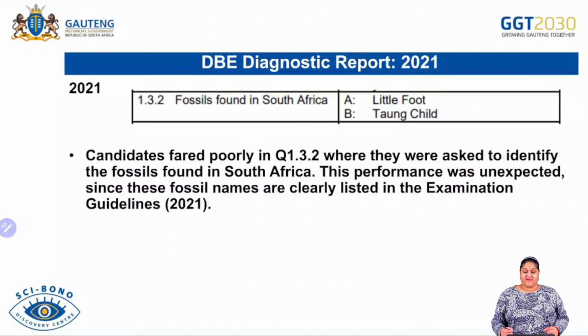Then also coming from the diagnostic report about the fossils in South Africa, Nonhlanhla, my partner, will be telling you more information on that, but it was poorly answered. One thing I can tell you is that you need to know the fossils that were found, who found the fossils, and the fossil names, and all of them are clearly stipulated in the examination guideline. You need to know them.